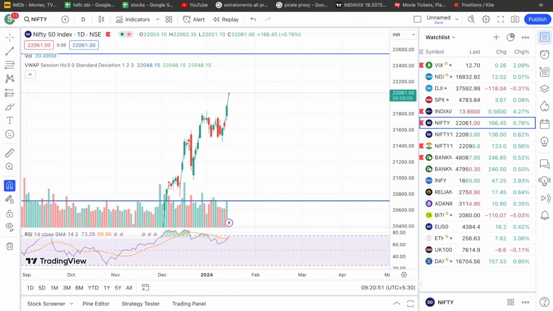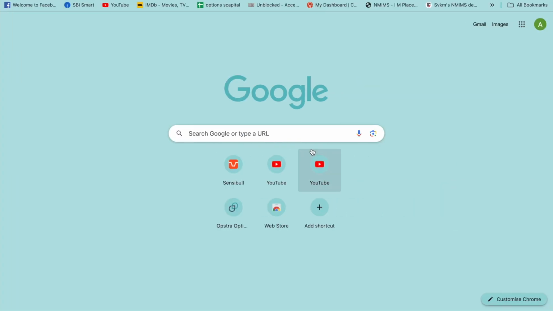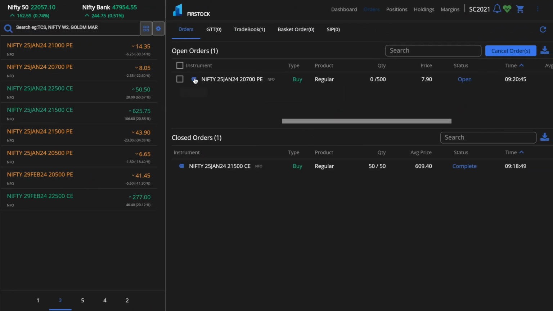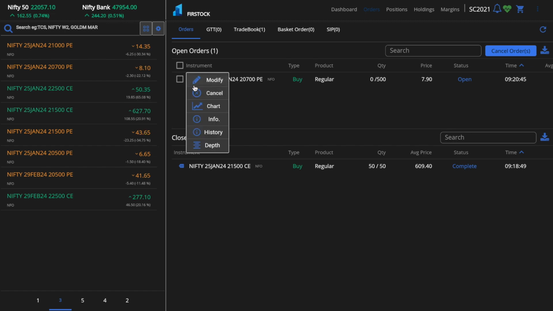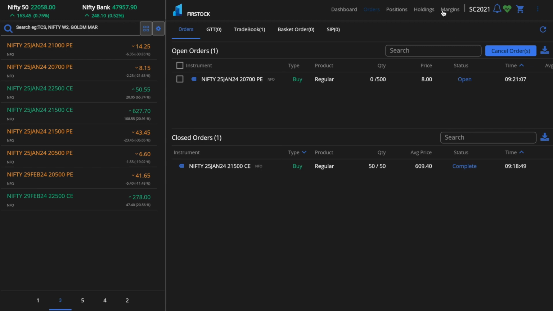The issue over here is that the market is going up and yet the put price is not coming down, because the India VIX is going up. Nevertheless, we'll still have to book this. We'll modify it at 8.